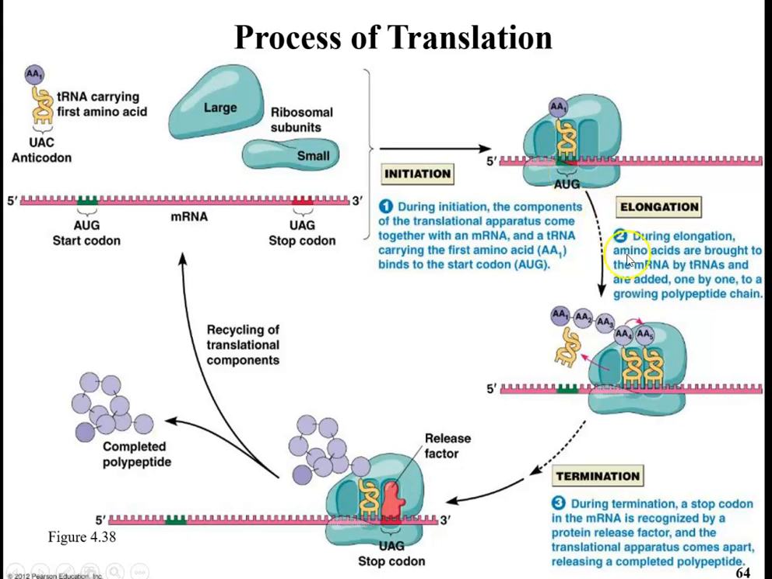Next step is elongation, and during elongation, amino acids are brought to the mRNA by tRNAs and are added one by one to a growing polypeptide chain. So here's another tRNA molecule that comes in.